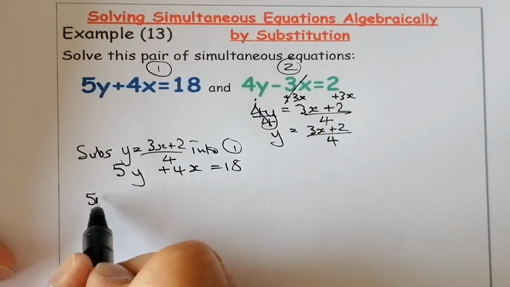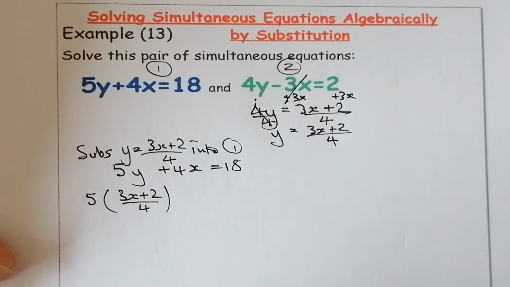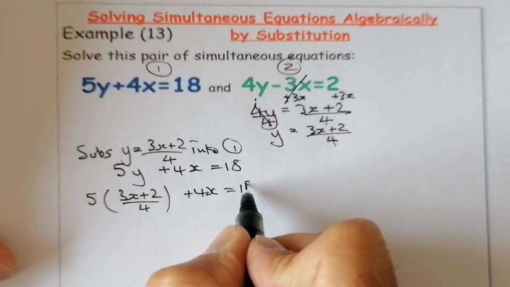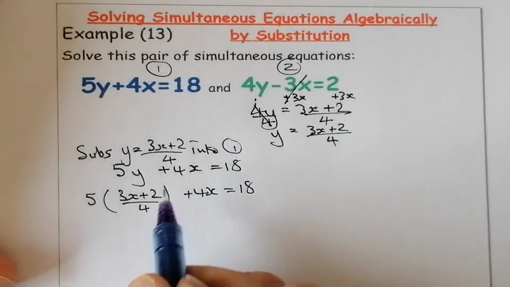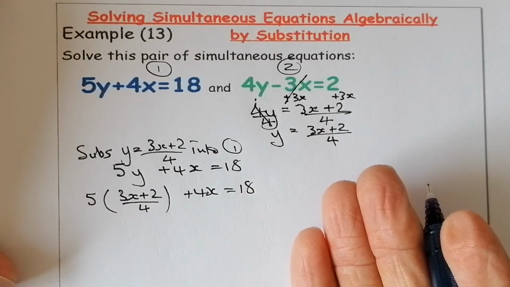So I've got a 5 here. I've got 3x plus 2. Okay, that's instead of y. I've got plus 4x, and I've got it equals 18. Right, so the number that we're going to multiply by is going to be the denominator. So I'm multiplying both the left and the right-hand side of the equals.